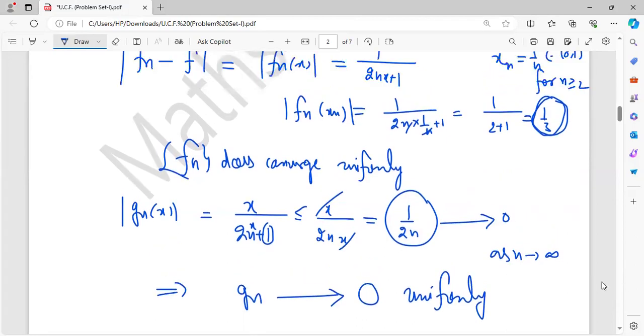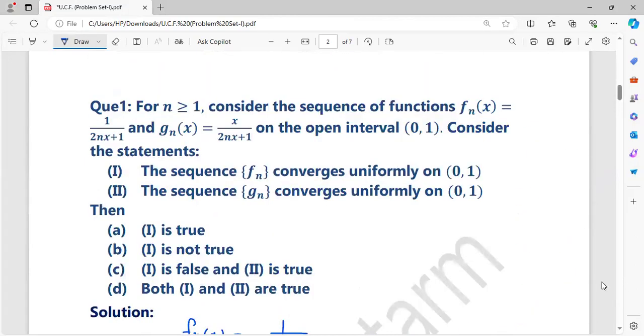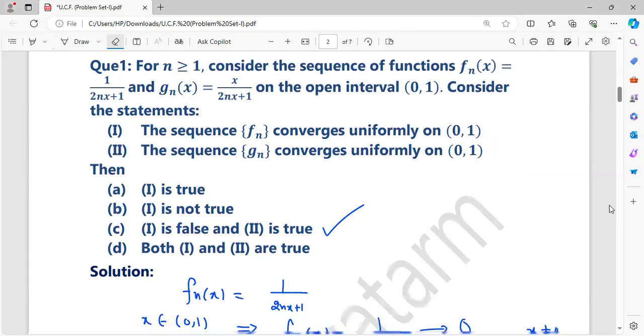So which option is correct? The first statement is not correct, we have proved that. And the second statement is correct. First is false and second is true, so option C is correct. Okay. So we have done question number 1.